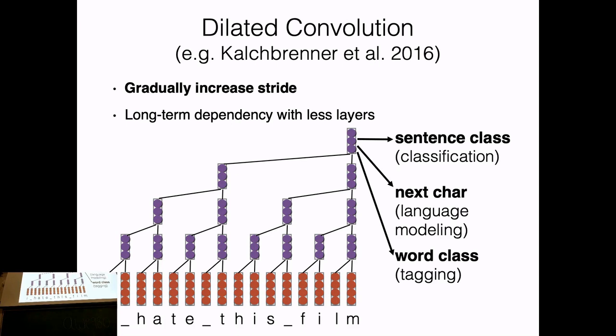The motivation of this paper is that they would like the CNN to capture more long-term dependency. So they use a technique called dilated convolution. Basically, what they do is gradually increase the stride layer by layer, and finally you will find the long-term dependency could be captured with relatively fewer layers. So maybe the last words could interact with the first words just by four layers of propagation.